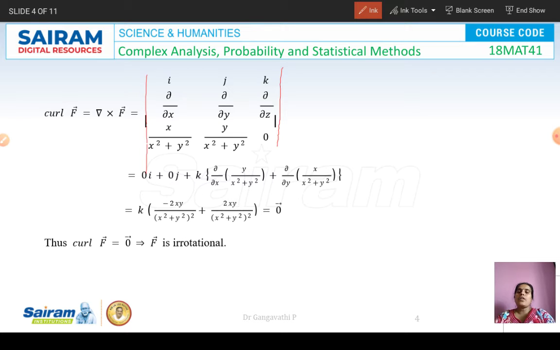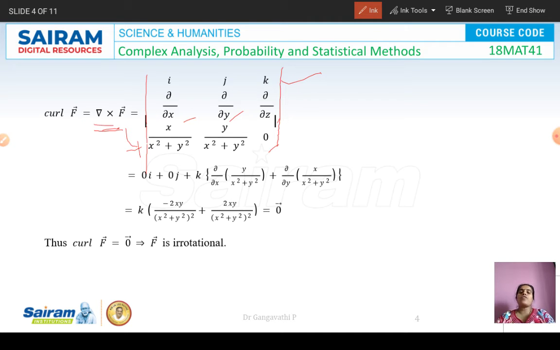Okay, so del cross vector f. Del is one vector and vector f is another vector. So the determinant of two vectors has i, j, k in the first row. The i, j and k components of del are ∂/∂x, ∂/∂y, ∂/∂z. And vector f has i component x/(x²+y²), j component y/(x²+y²), and 0.